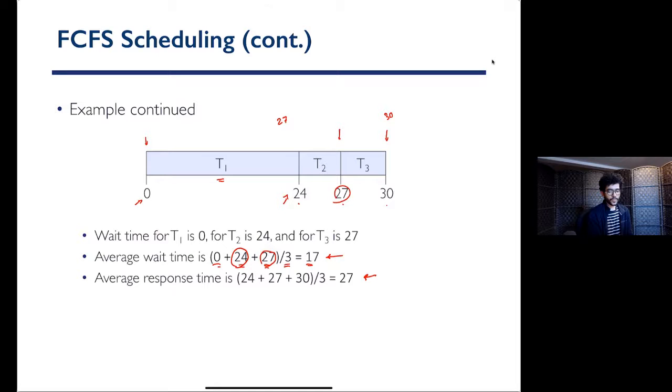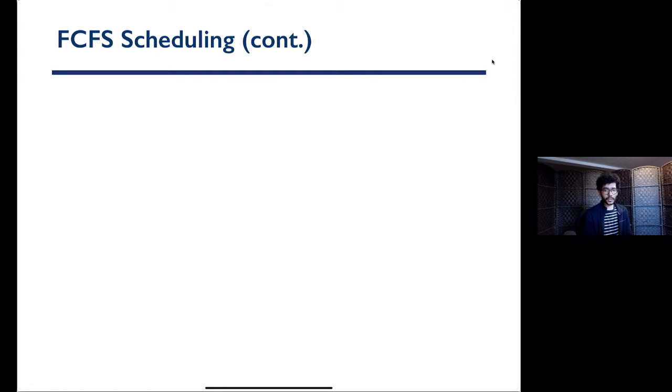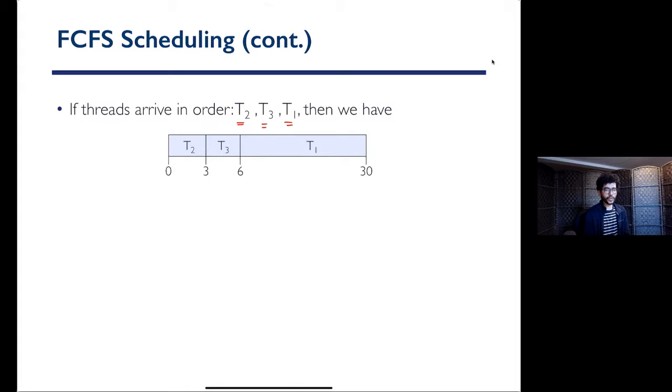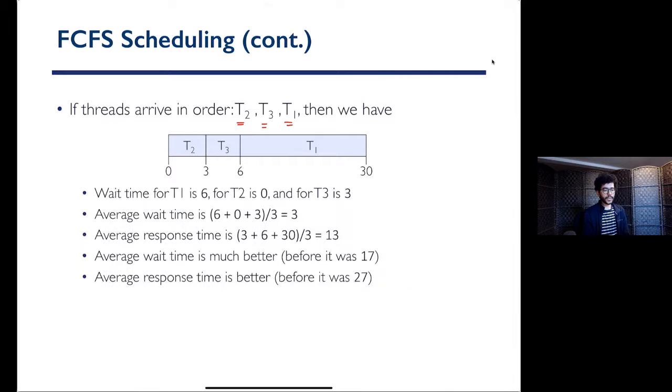So now let's look at another possibility. Let's assume this time that T2 was first, then T3, and then T1. So let's assume that this was the order. In this case, the scheduling would lead to a different outcome. So T2 first will run, and then T3, and then T1. And if you do the calculation, you will see that wait time has decreased from 17 to 3, and response time has decreased from 27 to 13.